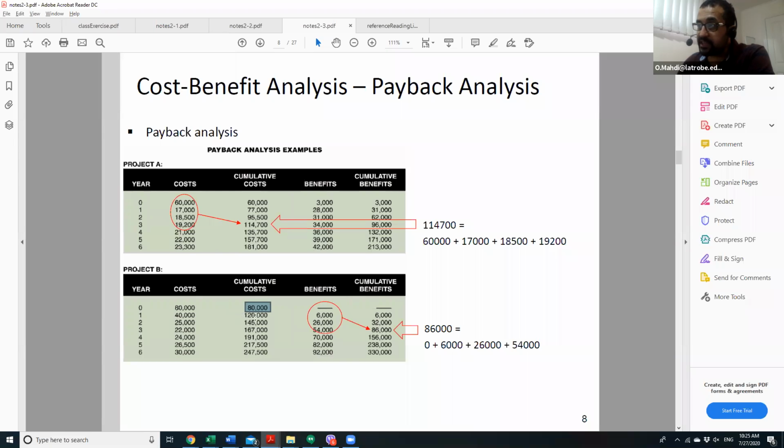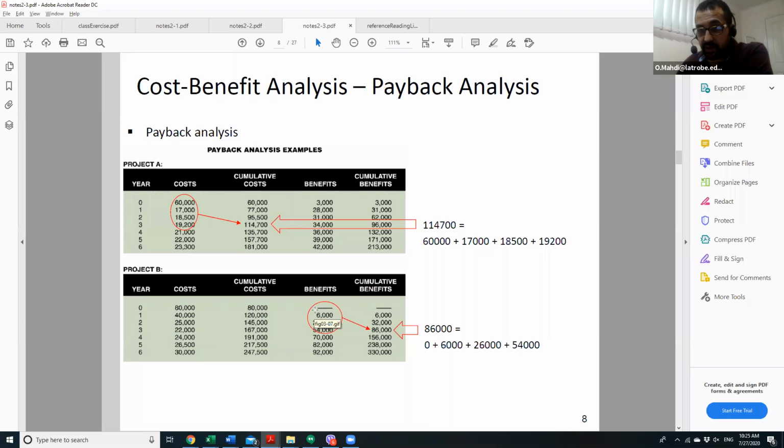The cumulative cost for the second year comes from the cost of the current year plus the first year, so we're going to have 120,000, and so on. But look at this case. The benefits of the first year are zero. There are no benefits. So the same thing applies to the cumulative benefits because we don't have any value here. That means there are no accumulated benefits in the first year as well. It's absolutely the same thing.